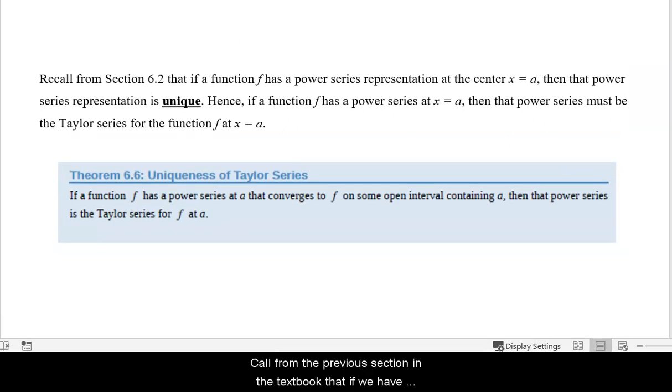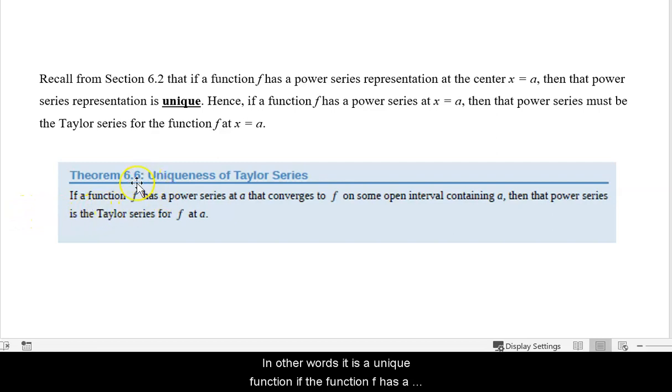Recall from the previous section in the textbook that if we have a power series representation at a particular center value x equal a, then that power series representation is unique. That means that the power series you derived must be the Taylor series. In other words, it is a unique function.